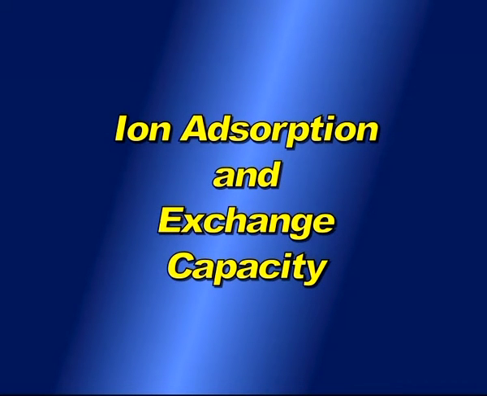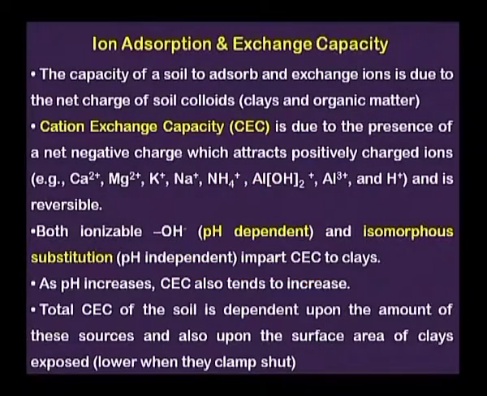Now, ion adsorption and exchange capacity in the soil. The capacity of a soil to adsorb and exchange ions is due to the net charges of soil colloids. Soil colloids are clays and organic matter. The cation exchange capacity is due to the presence of a net negative charge which attracts positively charged ions, for example calcium, magnesium, potassium, sodium, ammonium, aluminium and hydrogen, and is reversible. Both ionizable, that is pH dependent, and isomorphous substitution, that is pH independent, impart cation exchange capacity to clays.